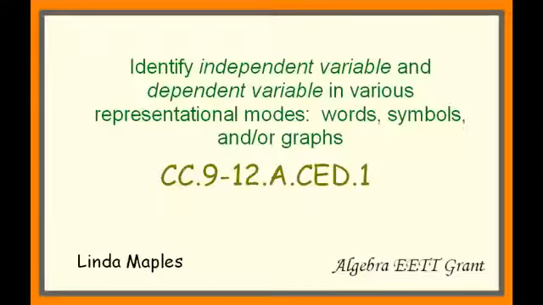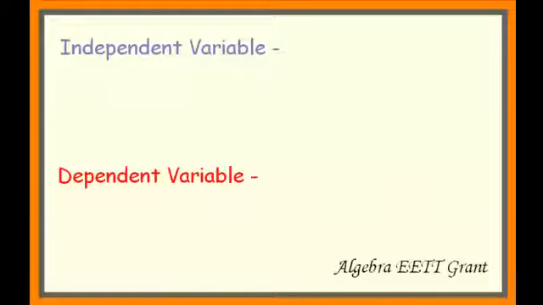Today's lesson is about being able to identify the independent variable and dependent variable in various representational modes: words, symbols, and/or graphs. It is Common Core 9 through 12 Standard A.CED.1. So there's two definitions that you need to know in order to work this lesson: the independent variable and the dependent variable. Well, let's look at independent first.